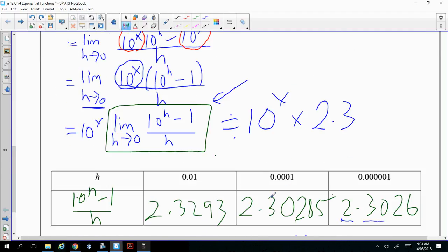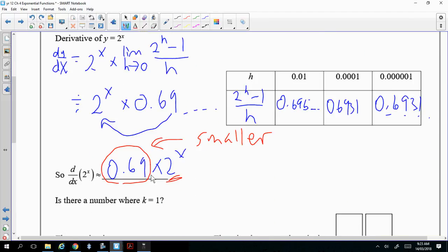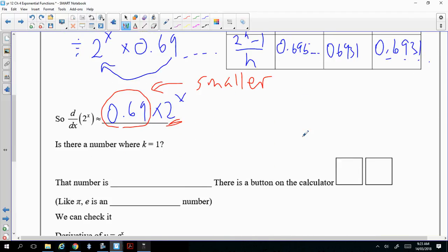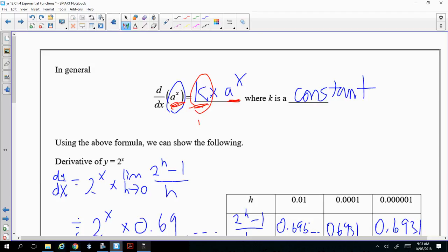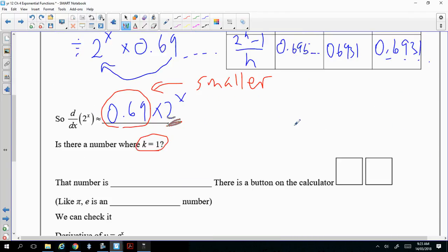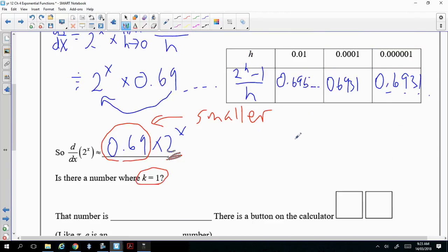So this is 0.69. It will be useful if we have a constant k equal to 1. If I make that k equal to 1, find a base a so that the constant is 1, that's going to make our differentiation easier. Now that number is going to be somewhere between 2 and 10, isn't it? And that number is called e.